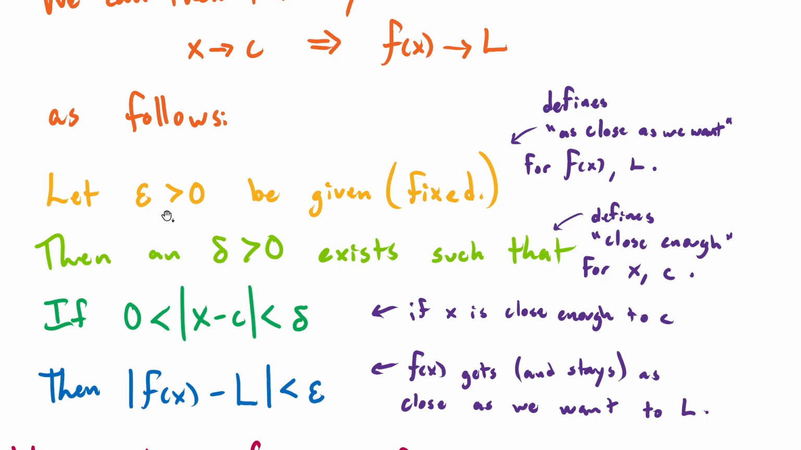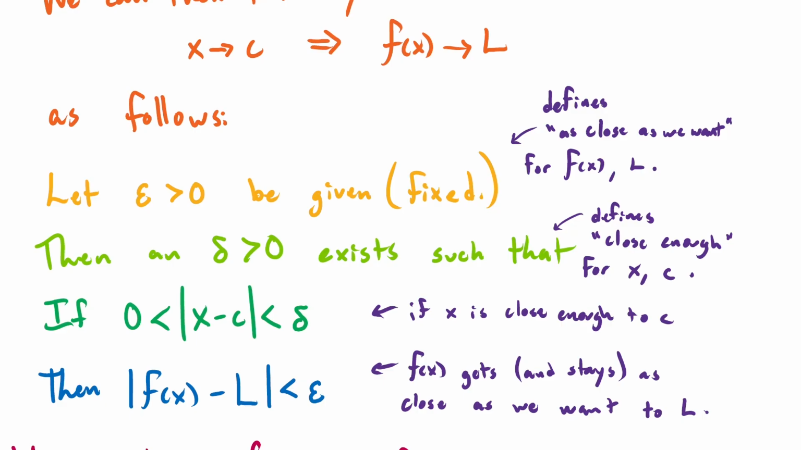You tell me a small number epsilon, that is to say, how close do you want f of x to have to be to L? Then I'll tell you a small number delta, that is to say, get x that close to c. And if we know that x is that close to c, it must be the case that f of x is that close to L. That is to say, if x is closer than delta to c, f of x is forced to be closer than epsilon to L.